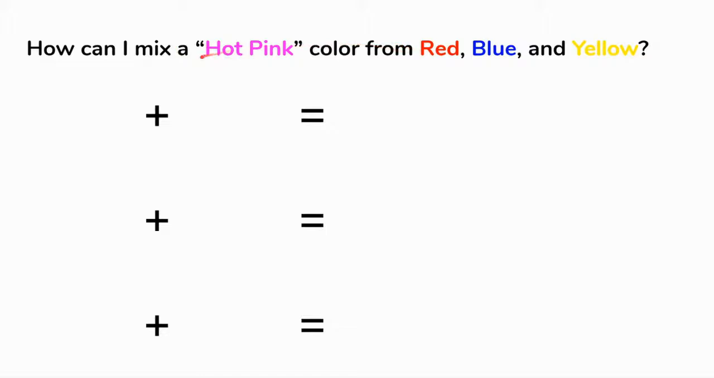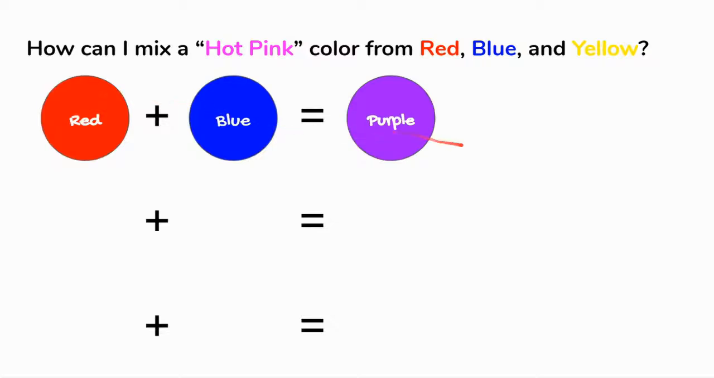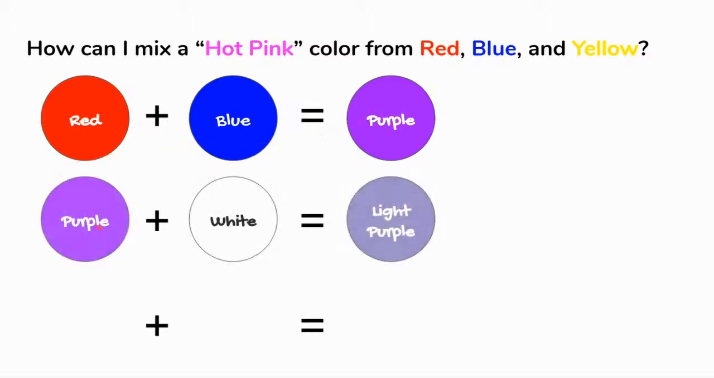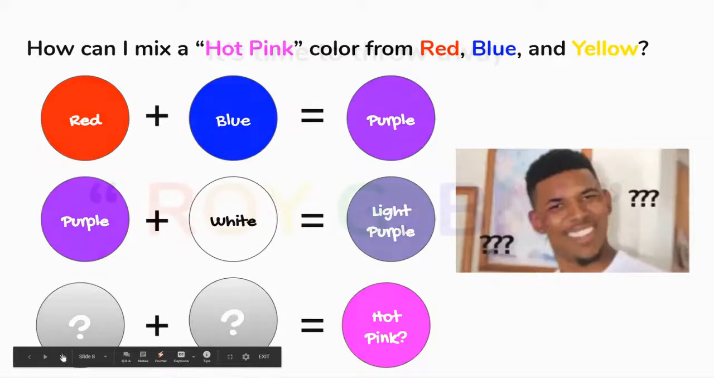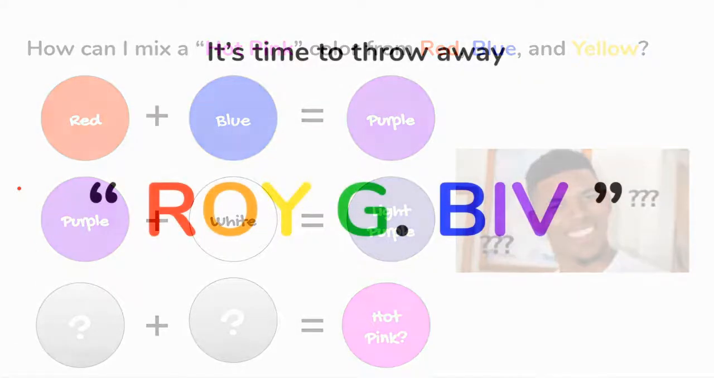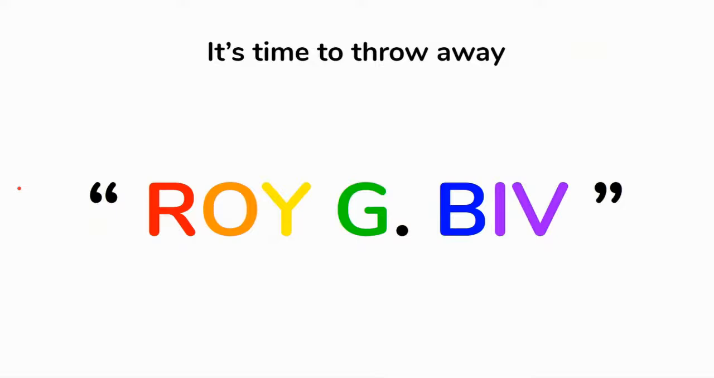It looks brighter than red. It looks brighter than purple. Let's see. Red and blue equals purple, and that's pretty close, but it's not quite pink. What if we lightened up the purple a little bit? Purple plus white just makes a lighter purple. What two colors make hot pink? In order to figure it out, we're going to have to throw away everything we know about color. Roy G. Biv, bye-bye.